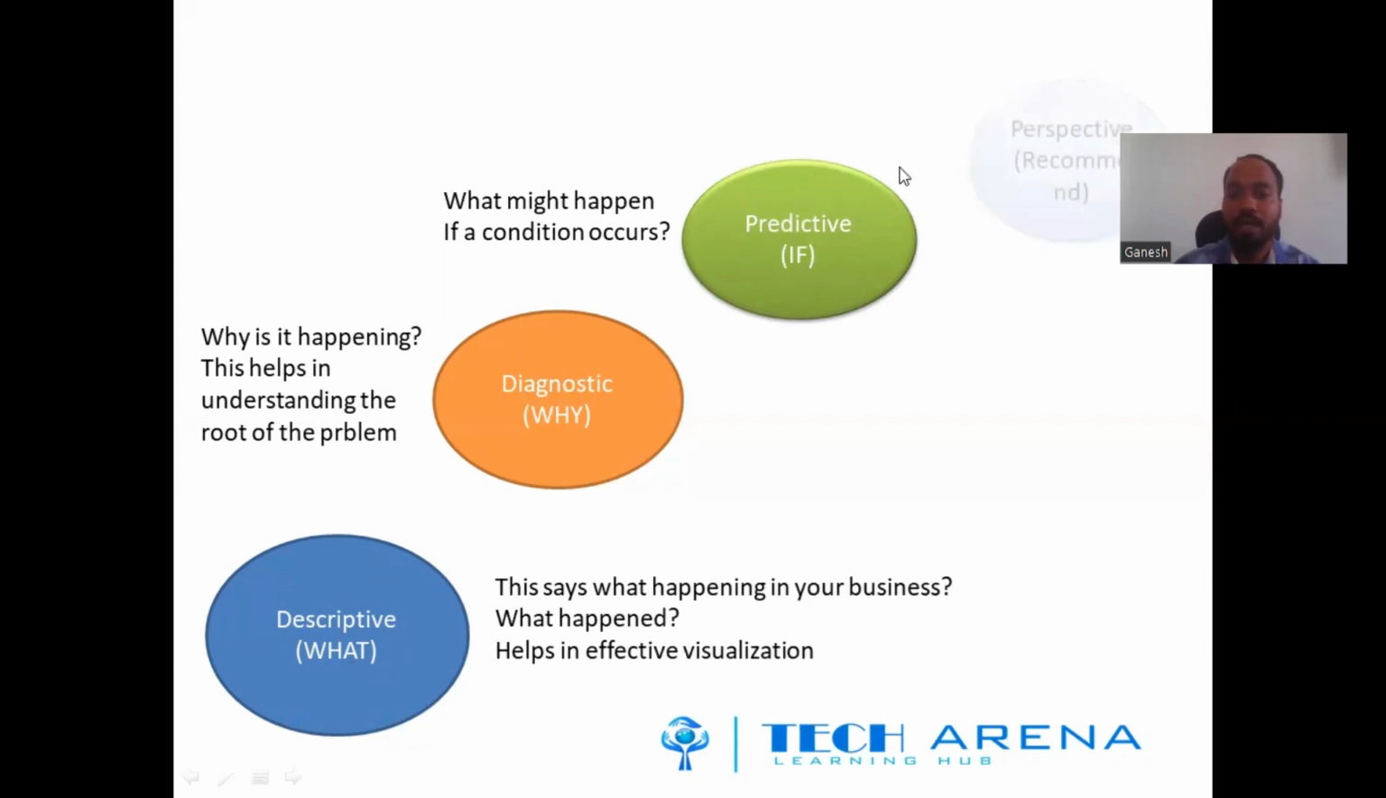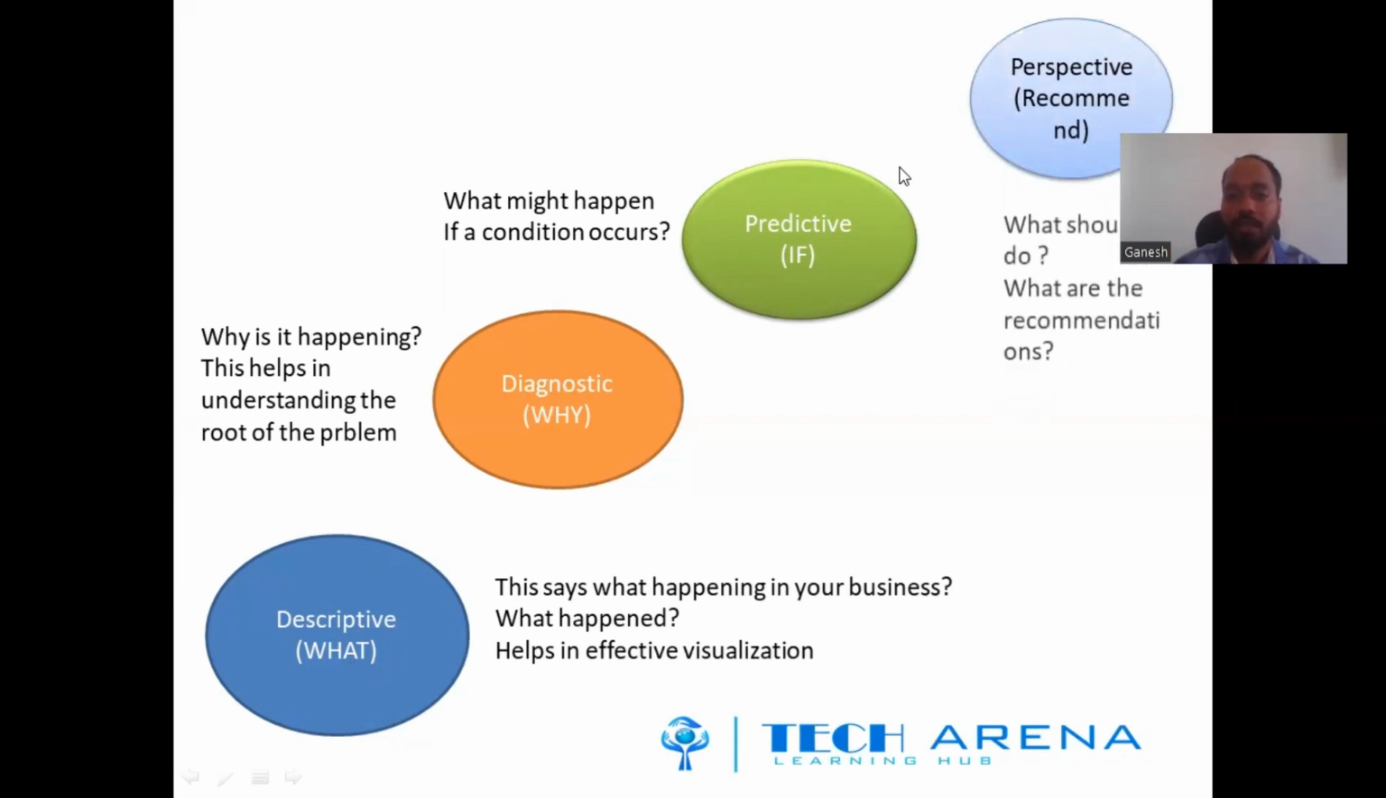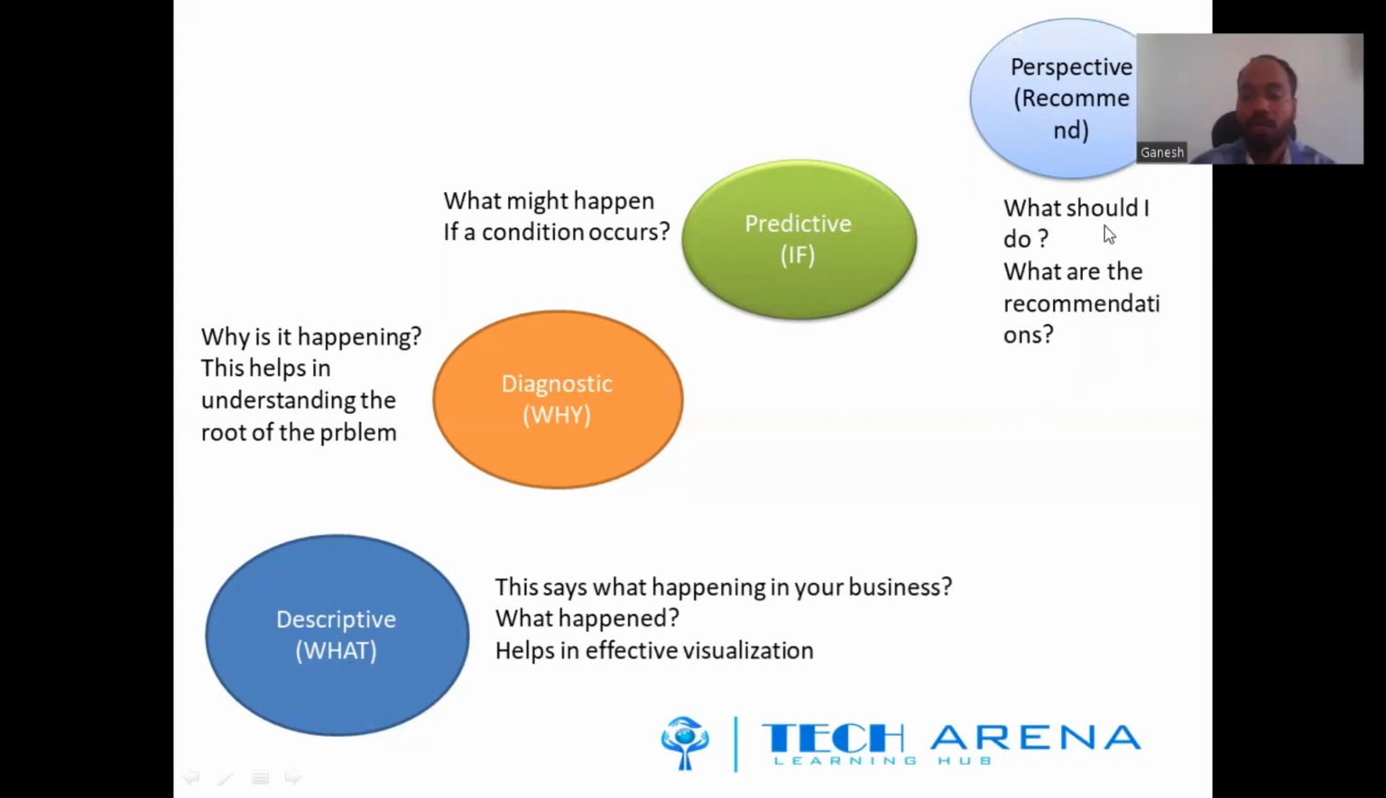And the last one is prescriptive, or what you can call a recommendation system. Like what should I do, what are the recommendations. If you have predicted something, like with this product you are going to make a loss, then you can avoid that product. So this is all about the recommendation.